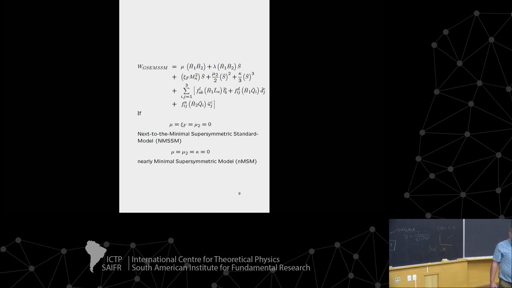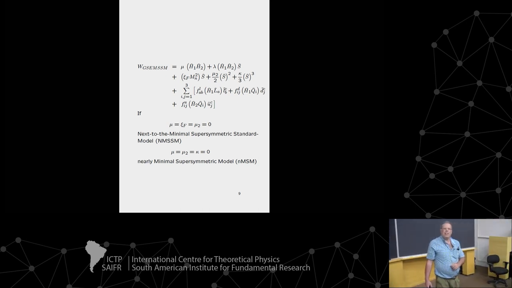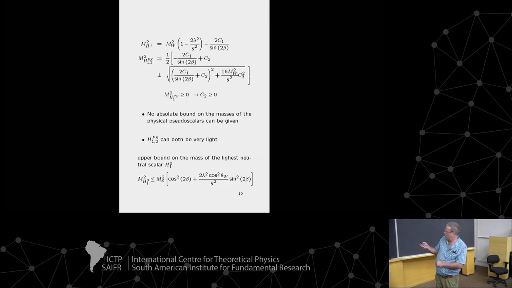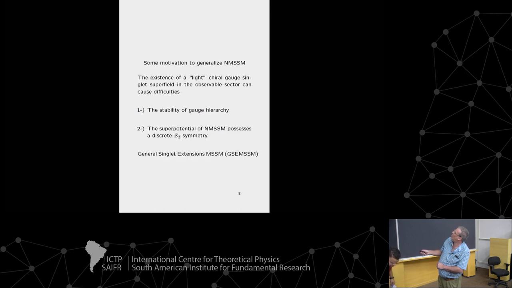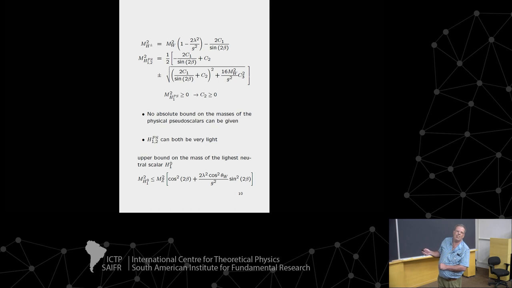I was wondering, if you look at your last slide, slide 10. Yes. I'm not asking about numerical results. That upper bound, that is a tree-level upper bound, right? Yeah. And yes, you can put in quantum corrections. Yes, that's right. And then I will ask you something else later.